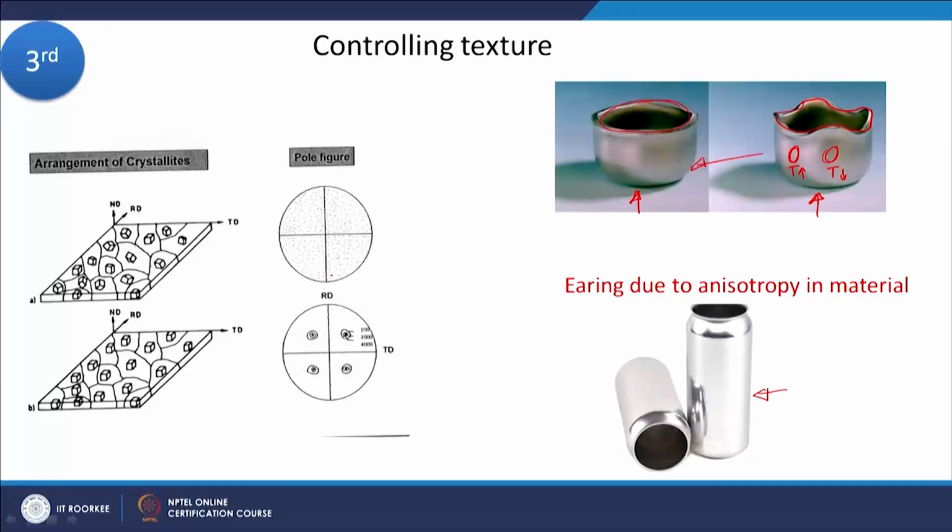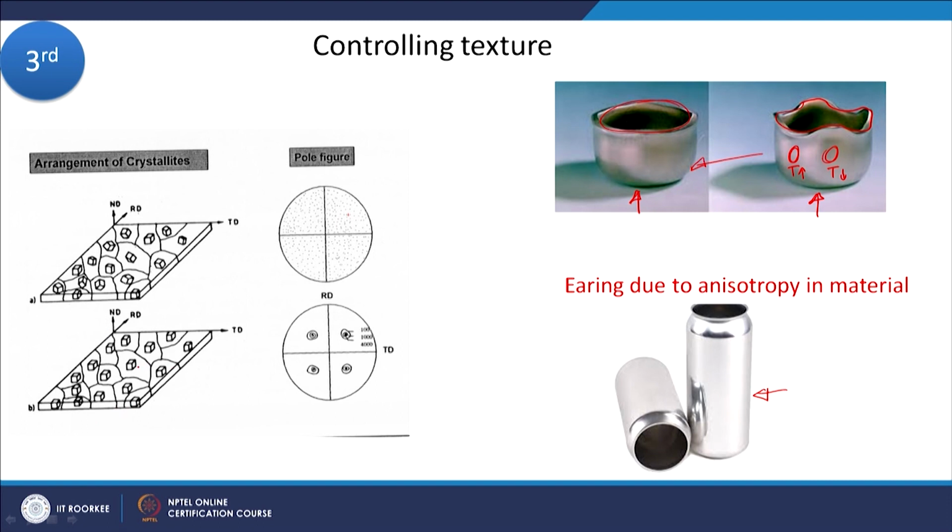We will see the details of texture when we discuss that. But right now you just take it from me that texture is basically the orientation of the unit cells in each grain. So, how are these unit cells oriented? If they are oriented randomly, you will see a random texture, you can see the points all over the place.